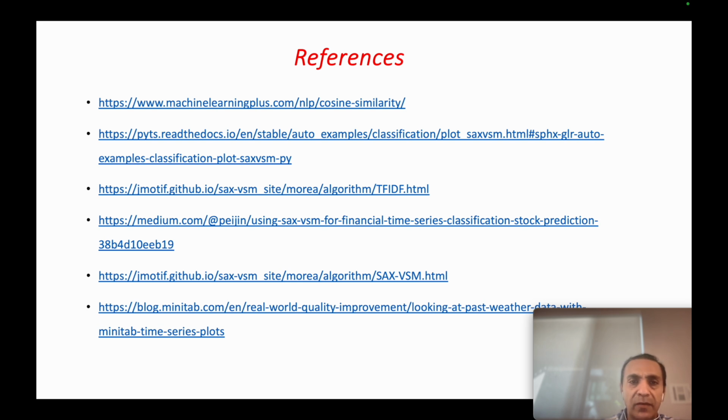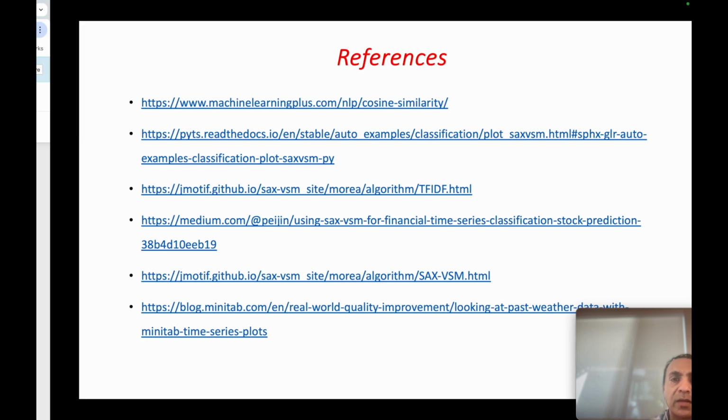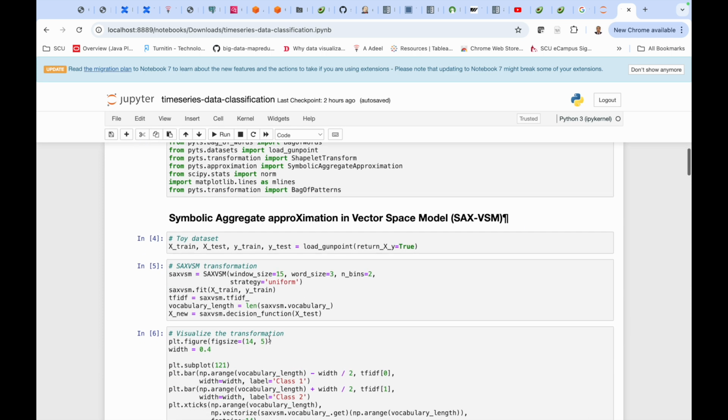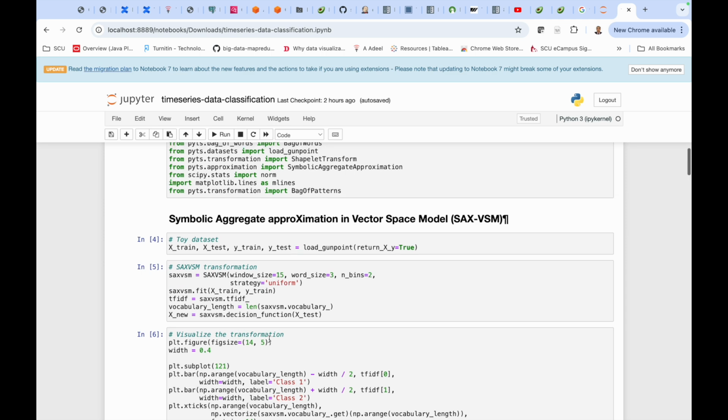Alright, so these are some of the references. Now I'll show you the demo in a Python Jupyter notebook where we implemented this algorithm. So here is the time series data classification. We implemented all these packages, and then I am using the symbolic aggregate approximation vector space modeling method, implementing it.